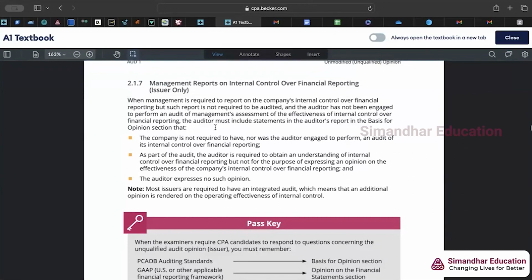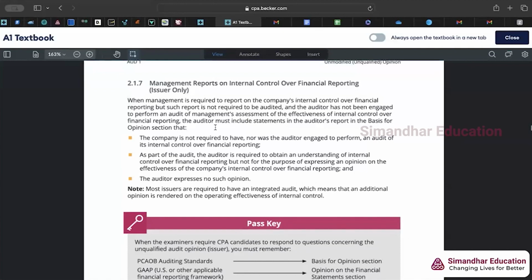We have done 2 audit reports. One for non-issuer, the other one for issuer. For the non-issuer, first comes the title, Independent Auditor's Report. The title for issuer is Report of Independent Registered Public Accounting Firm. Non-issuer addressee is whoever has engaged them. Issuer addressee is shareholders and board of directors.